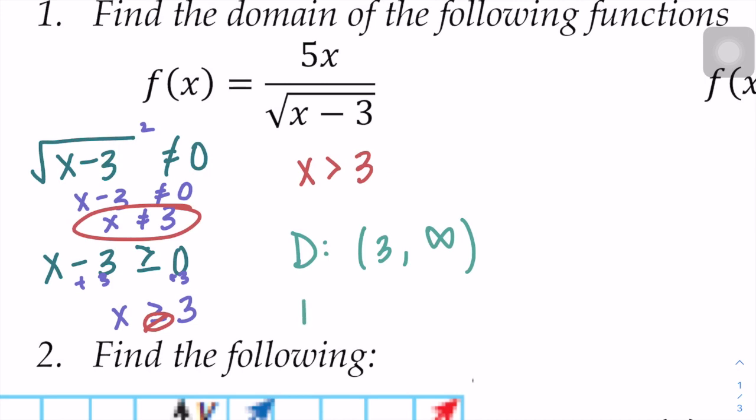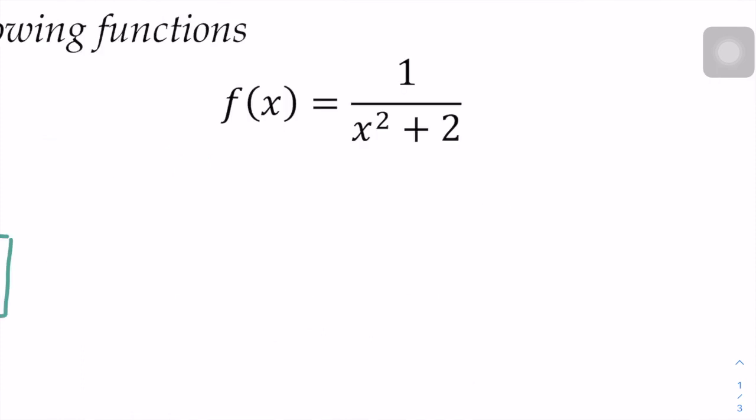We can also use our inequality notation. More often than not, we're going to be using our set notation though. So I would prefer for you to get used to putting it like this.